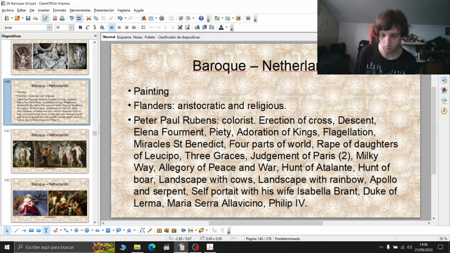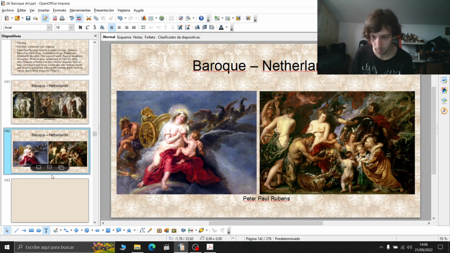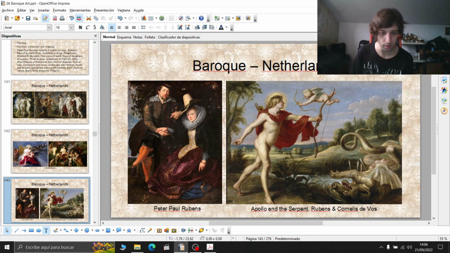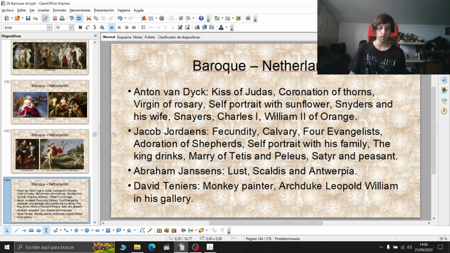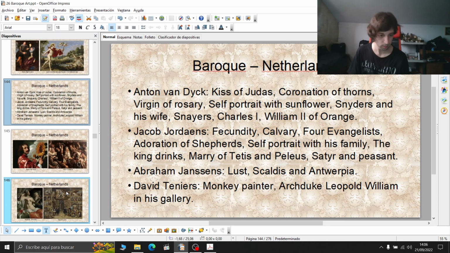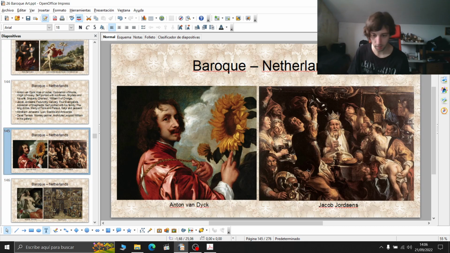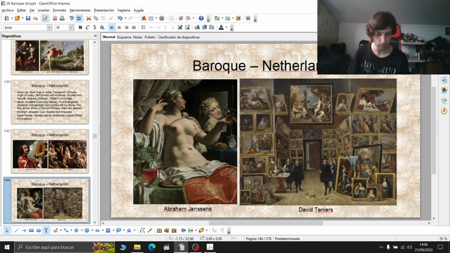Want to see Milky Way? Oh, I think it's this allegory of peace and war. This is a portrait with his family, and this is Apollo and the Serpent made by Rubens and Cornelis de Vos. Anton van Dyck, Jacob Jordaens, Abraham Janssens, and David Teniers.